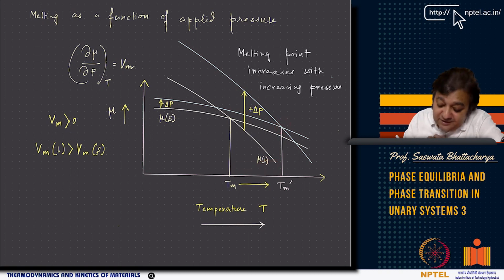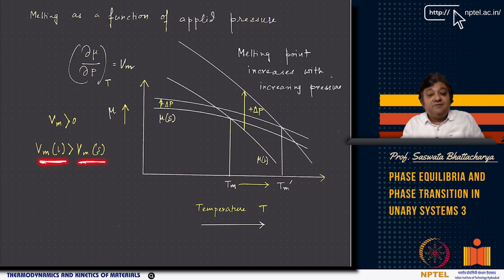That means with applied pressure, melting point will increase if Vm liquid, that is the molar volume of liquid, is greater than that of solid. Then the change in chemical potential will be much steeper for the liquid than that of the solid. As a result, the melting temperature or the transition temperature will shift to the right of the original melting temperature. So as I increase pressure, it will shift to the right, and the solid will melt at a higher temperature.